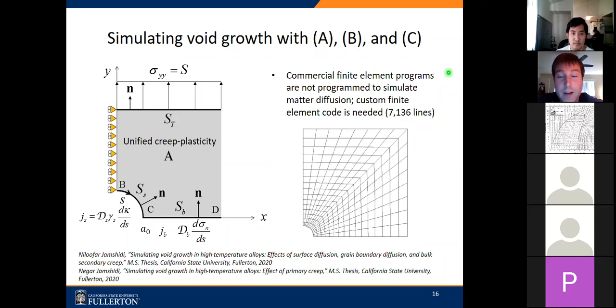So this is the mesh that we used. Again, the elements are smaller the closer you get to the void because of the need for resolution in the vicinity of the void.